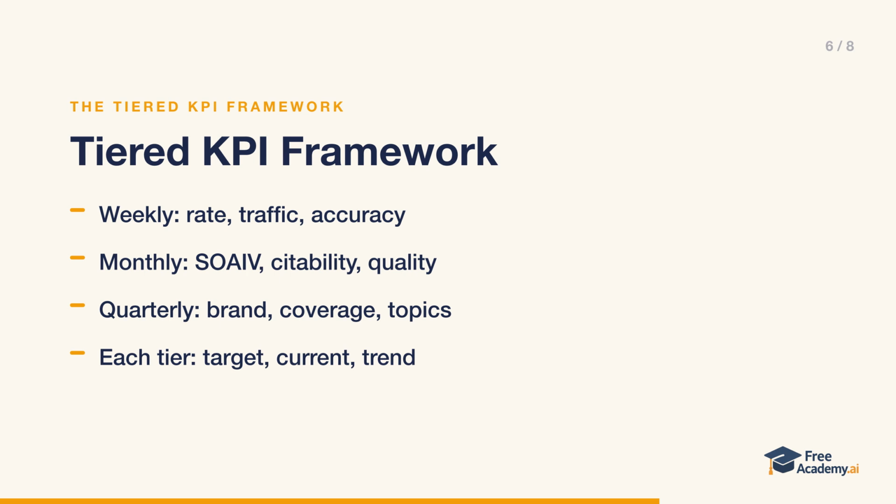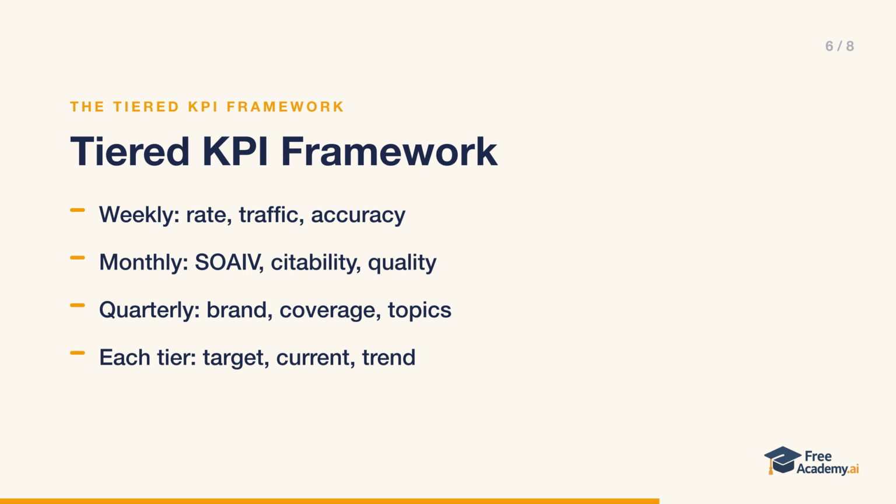Tier 2 is secondary KPIs, reviewed monthly. Share of AI voice targeting 40% against 28. Average content citability, targeting 40 out of 50 against 32. And AI traffic quality, targeting 2.5 plus pages against 1.8.